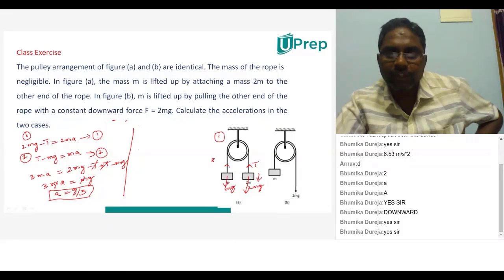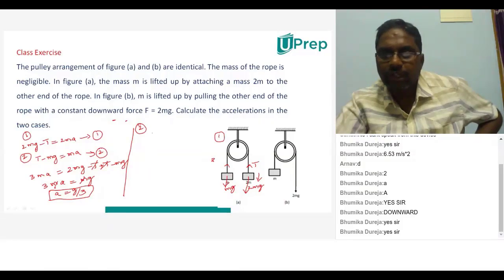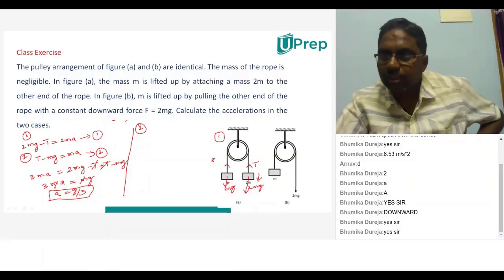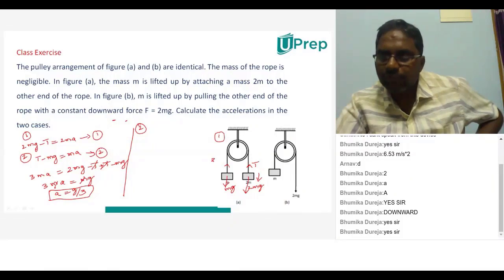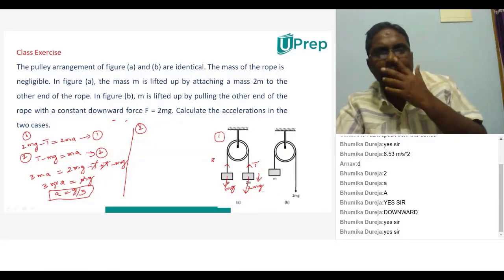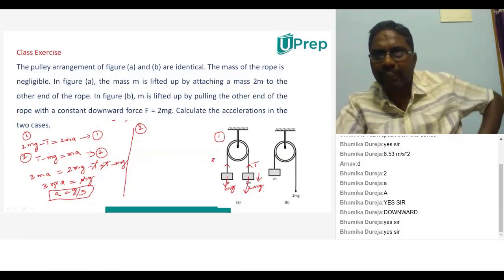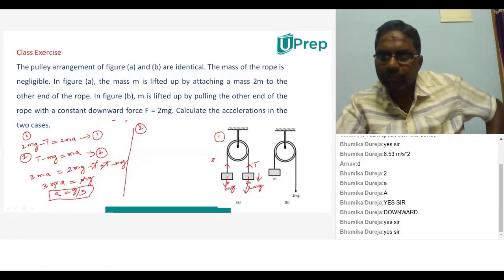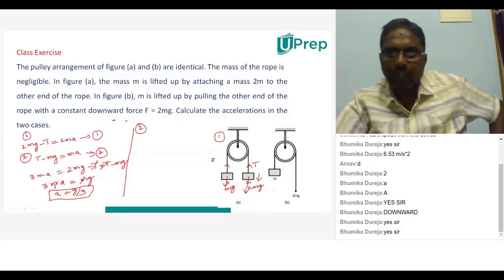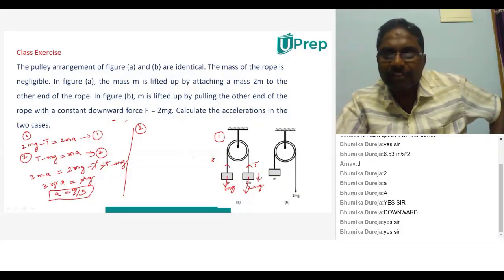For the second case, how will you find the acceleration? Let us first write down what is there. Here a force of 2mg is acting, without any object. The object is not there in the second case, just the force is acting. So Ma equals 2mg.